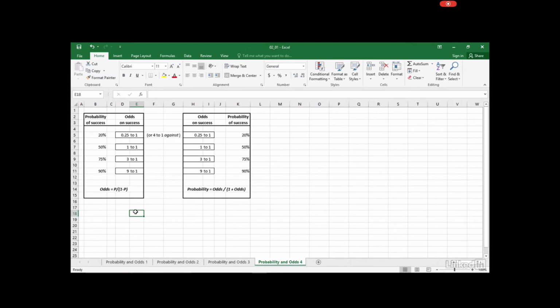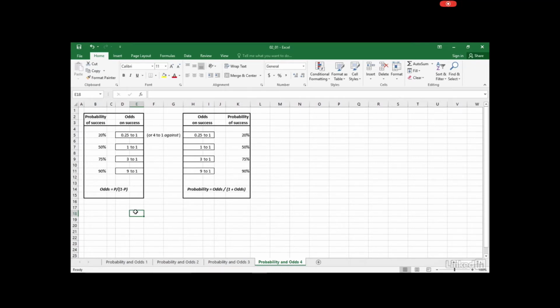Or in row 5, again, a probability of success of 20%. If we divide 20% by 1 minus 20%, we wind up with 20% divided by 80%, and that's 0.25 to 1. Now, if you want, you can switch the order of 0.25 to 1. So you've got 1 to 0.25, and that's what takes you to against success. And you can multiply both the 0.25 and the 1 by 4 to get rid of the fraction. You wind up with 4 to 1 against.